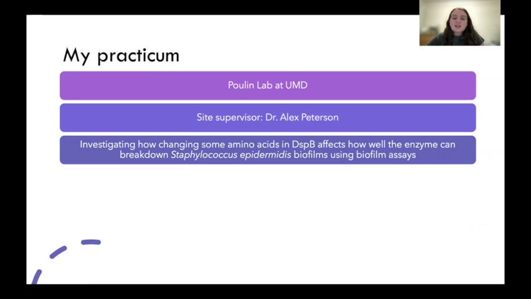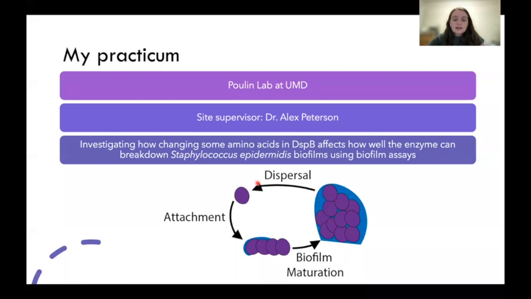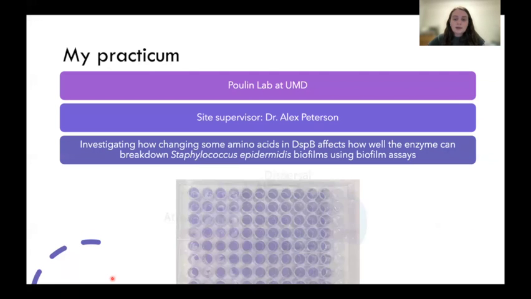We investigated how changing some amino acids in dispersin B, which is an enzyme important in the dispersal phase of the biofilm life cycle, changed how it could break down biofilms. The way we did that was we used biofilm assays.